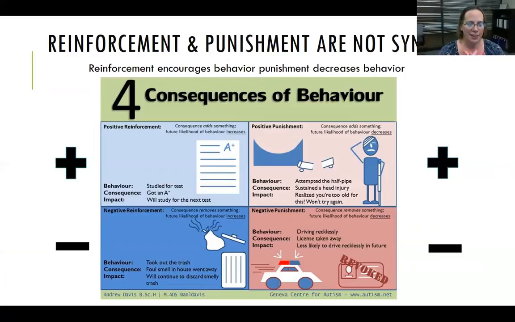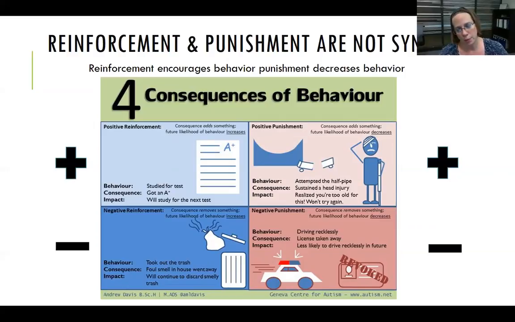All right, moving on. Negative reinforcement: the consequence removes something, and the future likelihood of the behavior increases. Here's an example. The behavior was you took out the trash and the foul smell in the house went away. The impact is you will continue to discard smelly trash. Something's being taken away: smelly trash.